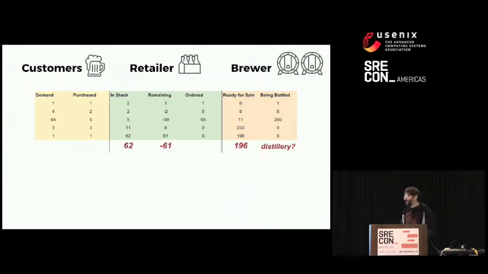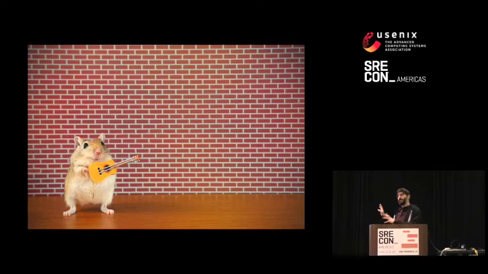So overall, the result that we get is that the retailer's left with 62 cases that they're probably not going to sell. They missed out on the opportunity to sell 61 to the customers. The brewer's left with 196 cases that they're not going to be able to sell at an extra distillery. What are they going to do with that? This is a terrible result, given that we were supposed to optimize for customer satisfaction and profit. So I'm not going to leave you with a terrible result up there. So let's look at the mouse instead and feel good about ourselves.